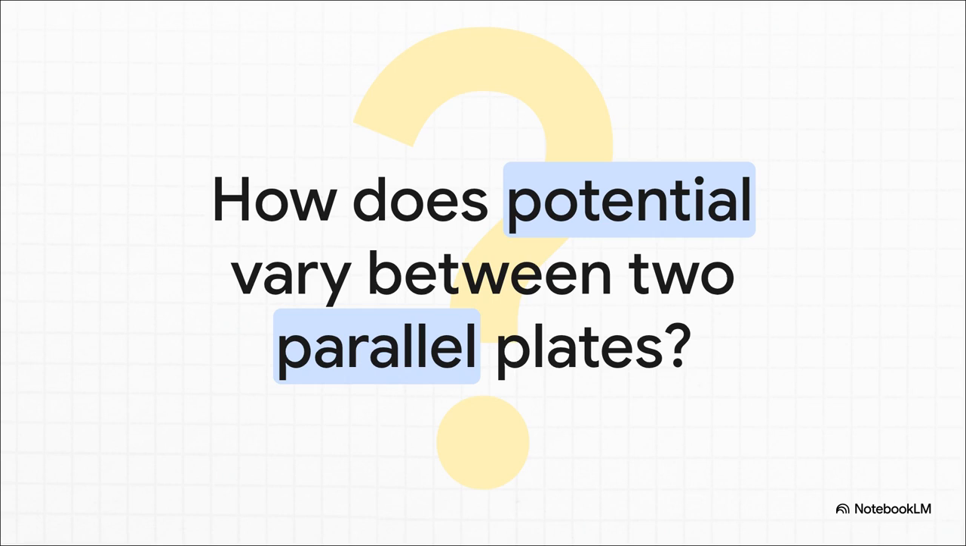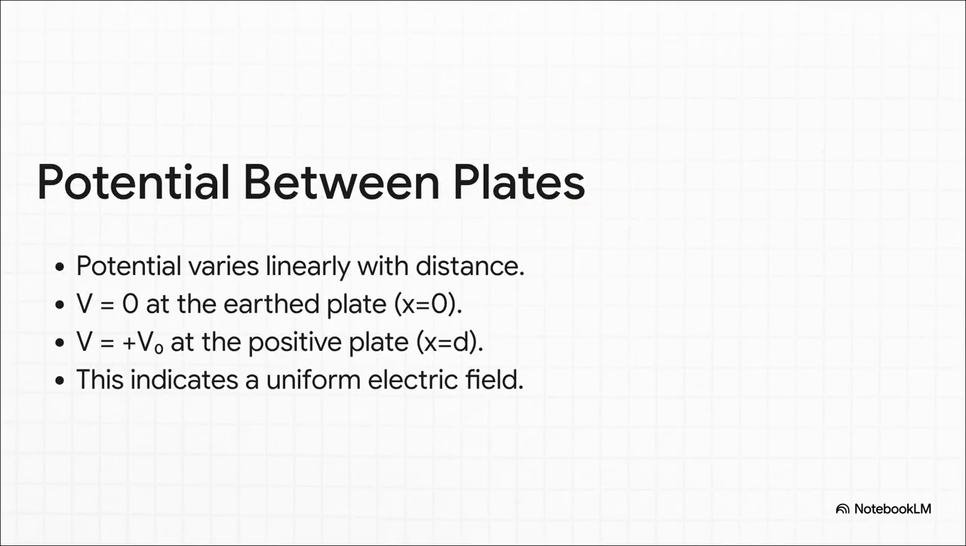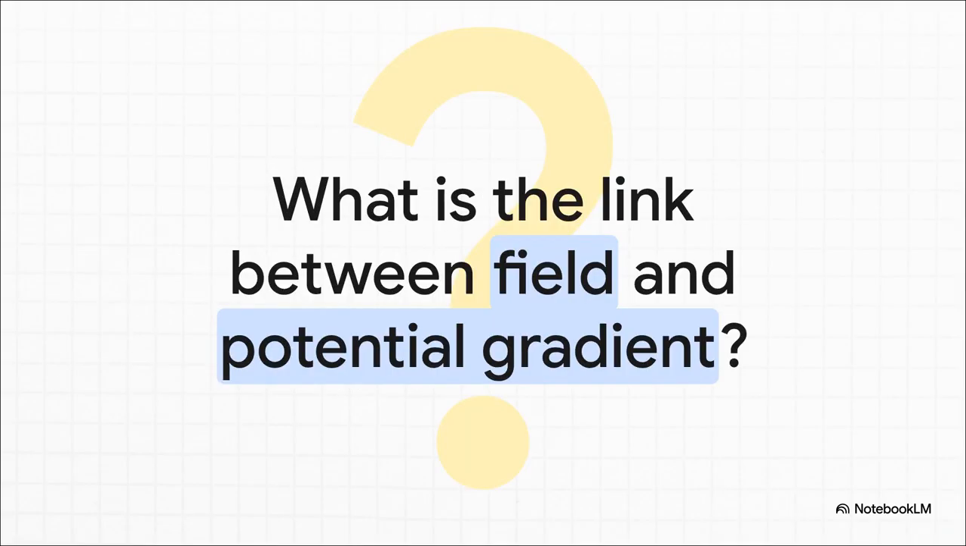Okay, next question. Think back to that uniform field between two plates, and remember that straight slope on the graph. How does the potential change as you move from one plate to the other? It's a straight line. The potential varies linearly. It starts at 0 volts on the grounded plate and climbs steadily and predictably until it hits its maximum, V0, at the positive plate. And that perfect linear relationship is the dead giveaway that you're dealing with a uniform electric field.